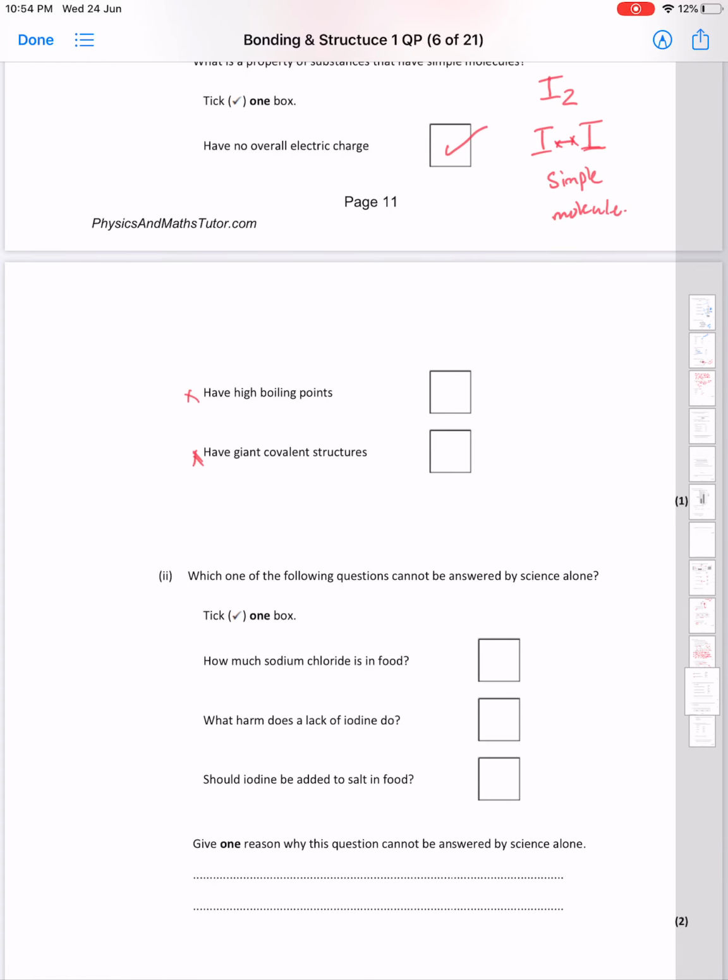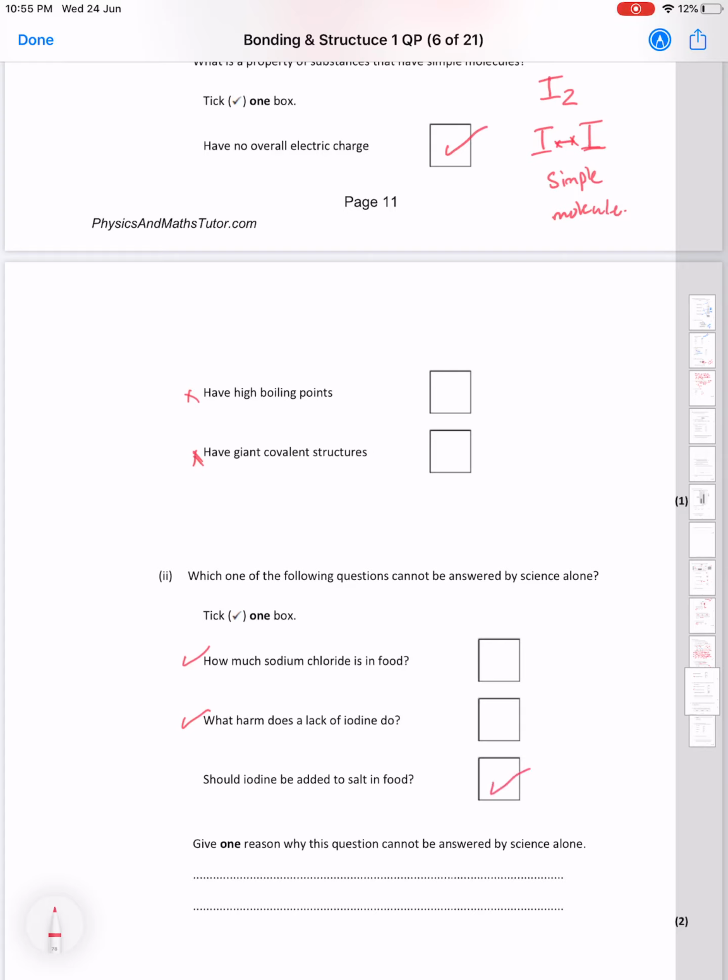Which one of the following questions cannot be answered by science alone? I'm going to choose how much sodium chloride is in food. This one I can easily find out by analysis, by science. What harm does lack of iodine do? As well, this we can find out by some clinical experiments. But should iodine be added to salt in food? Should it not? That's a decision that science alone cannot answer. There are many ethical and economical issues. So I'm going to choose this.